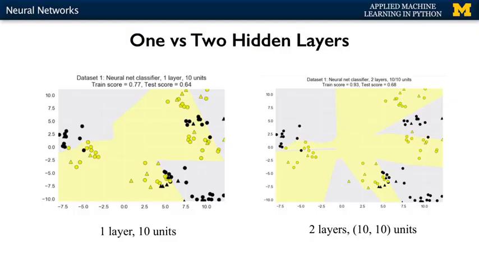You can see the result of adding the second hidden layer on the classification problem we saw earlier. On the left is the original MLP with one hidden layer of 10 units, and on the right is the same dataset using a new MLP with two hidden layers of 10 units each. You can see the MLP with two hidden layers learned a more complex decision boundary and achieved, in this case, a much better fit on the training data and slightly better accuracy on the test data.